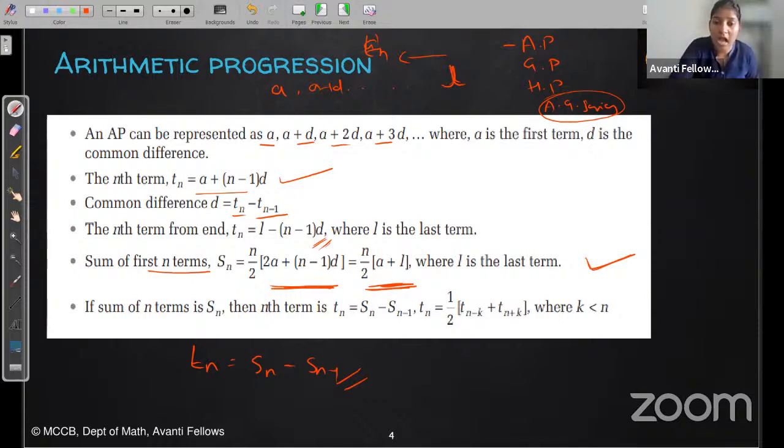So here Tn can also be given by 1 by 2 into (Tn minus k plus Tn plus k). What is this Tn minus k, Tn plus k? If you consider Tn, these two terms are equidistant from this Tn, on either side. They are at the same distance from this Tn on either side. If we take the sum of those two terms and divide it by 2, we will get the value of Tn. That's what they have mentioned here.